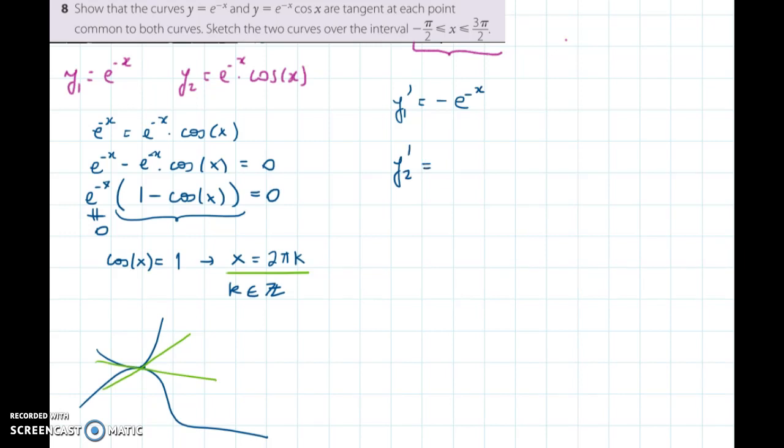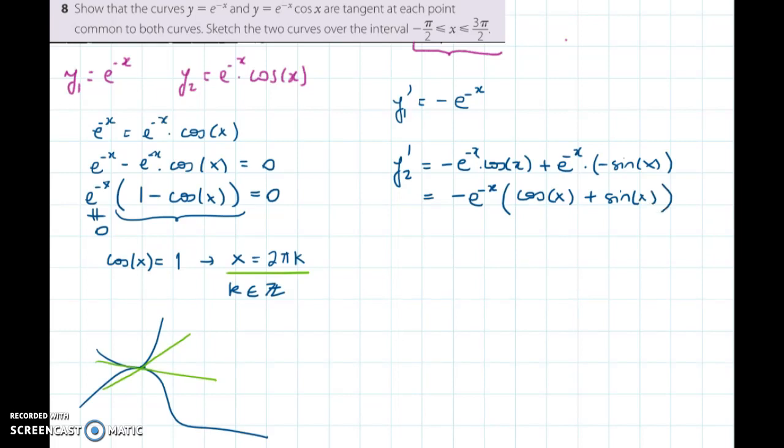Here we have a product rule, so minus e to the minus x times cosine of x, if we take the derivative of the first factor, plus e to the minus x times the derivative of cosine, that's minus sine of x. So I'll take minus e to the minus x as a common factor, and I'll be left with cosine of x plus sine of x. We wish to evaluate both those derivatives at the points of the form 2 pi k.